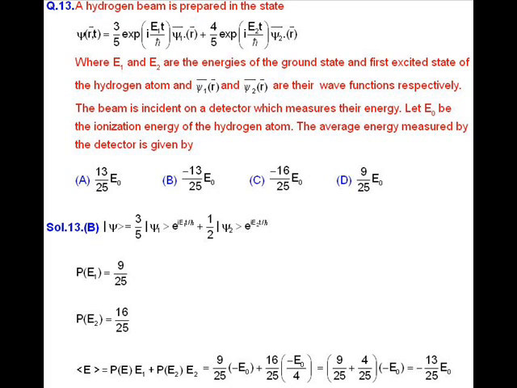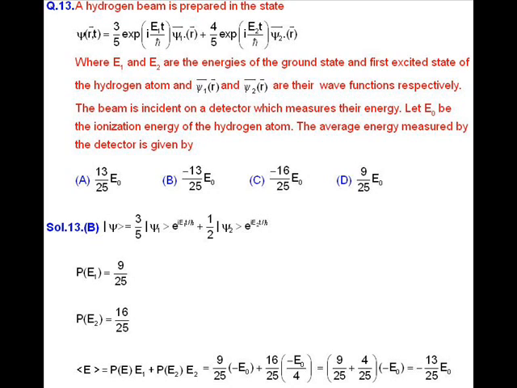The probability of finding the particle with energy E1 will be equal to C1 square, that will be equal to 9 by 25, and the probability of finding the particle corresponding to energy E2 will be equal to 16 by 25. Here the total probability of finding the particle in state 1 and 2 is equal to 9 by 25 plus 16 by 25, that is equal to 1. It means the given wave function is normalized.